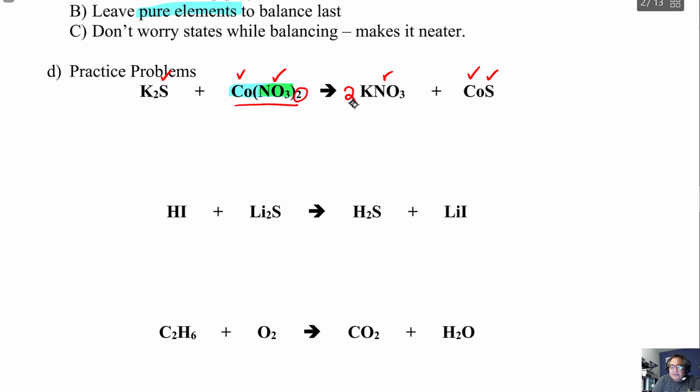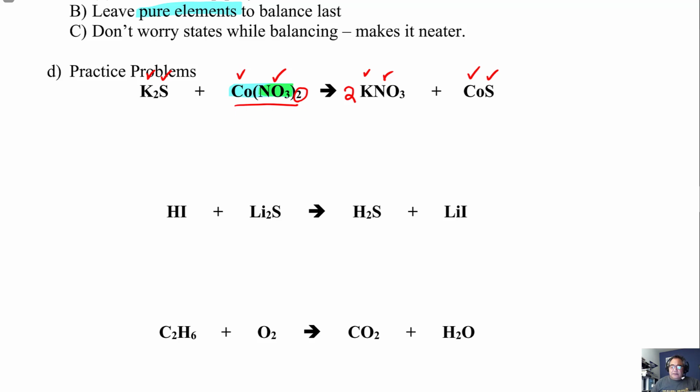And how many potassiums do I have here? I have 2 potassiums, right? And I have 2 potassiums because it's K2S. Once you do this, you know that you've balanced everything. I didn't actually have to change anything. The reaction was already balanced.